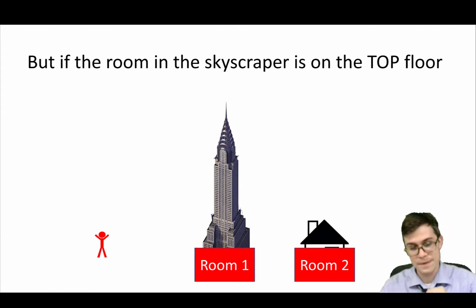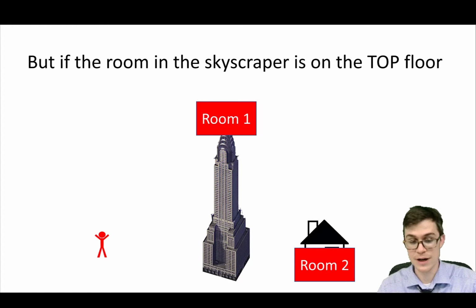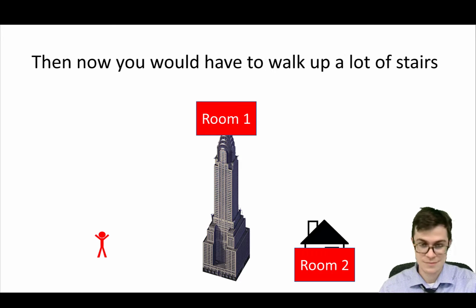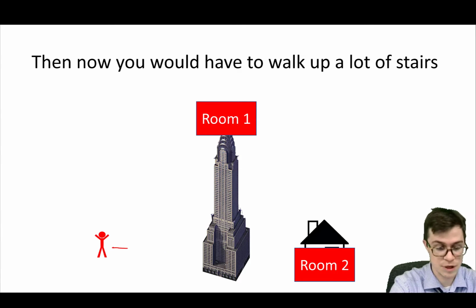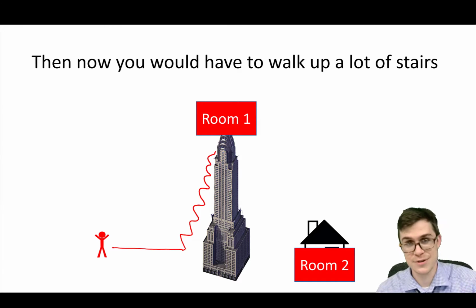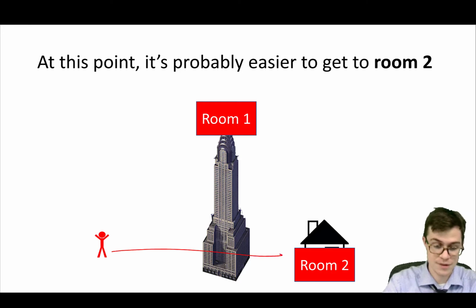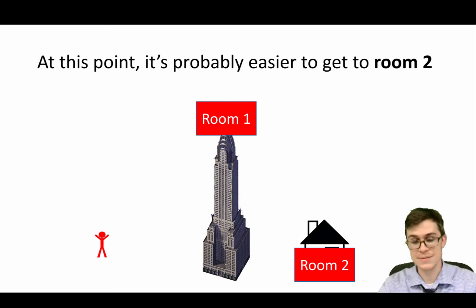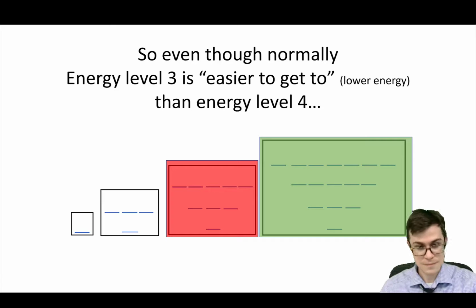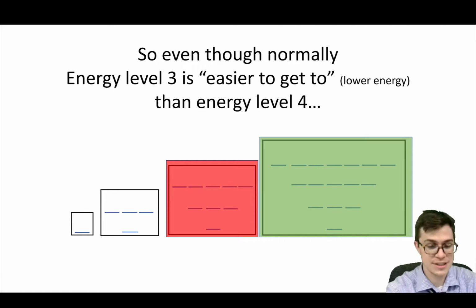But the thing is, that room in the skyscraper doesn't have to be on the bottom floor. It could be on the top floor. This could be where the available room is. And remember, the skyscraper doesn't have any elevator. So now what you would have to do to get to room number 1 is walk to the skyscraper and then walk up about 4 miles of stairs. Whereas to get to the house, you have to walk farther, that's true, but there are no stairs to climb. So it's going to be easier for you to get to room number 2 in this case, even though it's farther away.